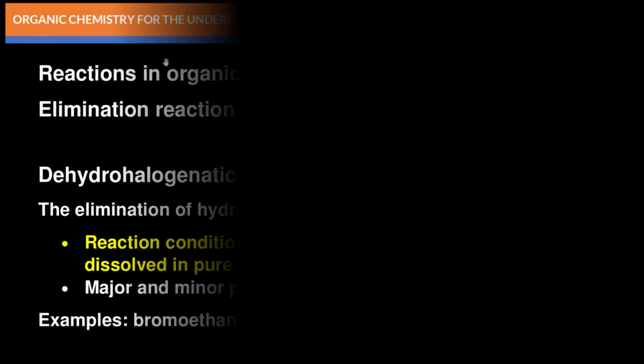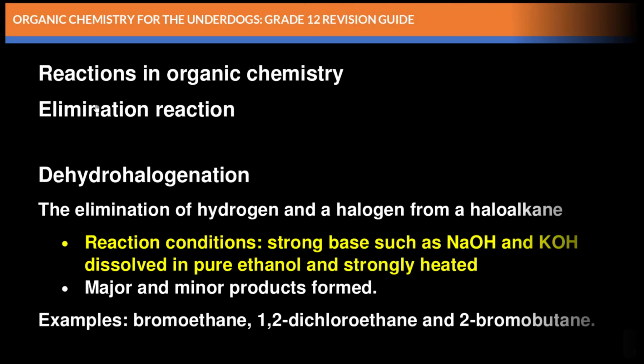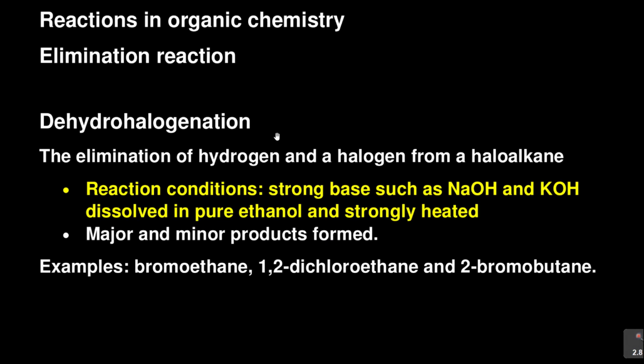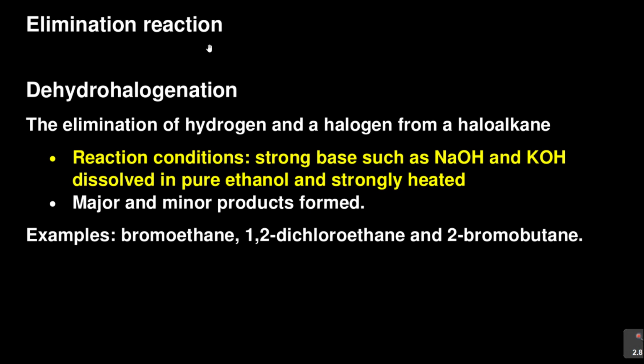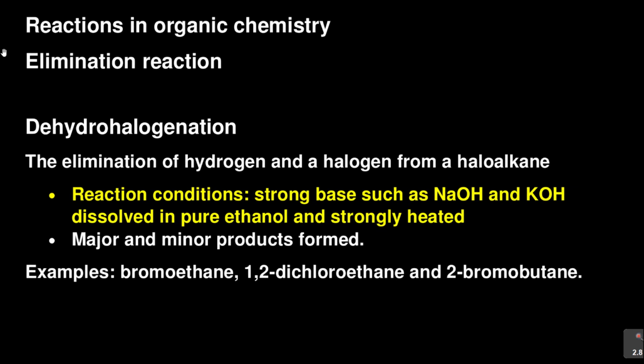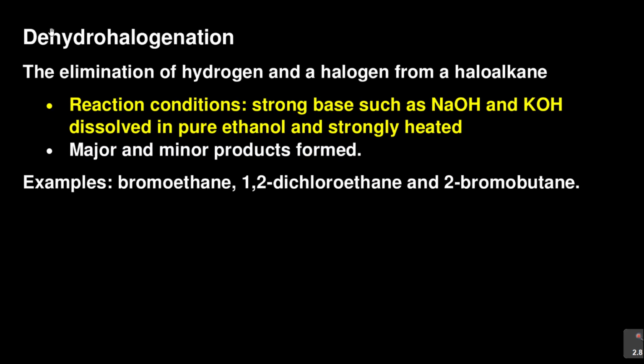As we continue with our reactions in organic chemistry, the next part that we are looking at is the elimination reaction. And from the word, you can see that we are taking something out. What is to eliminate? If you are eliminating something, you are taking something out. So that is the elimination reaction. And the first one that we're going to start with is dehydrohalogenation.